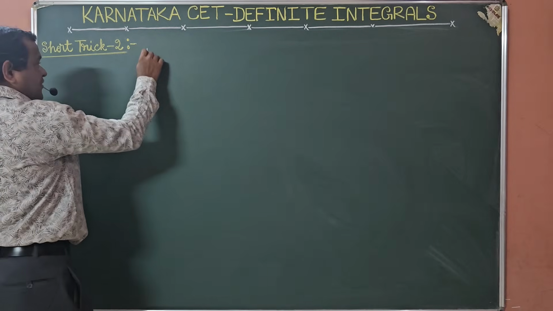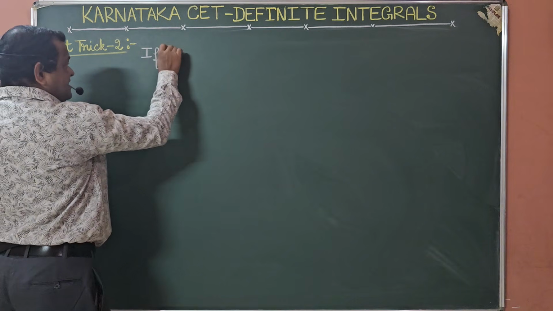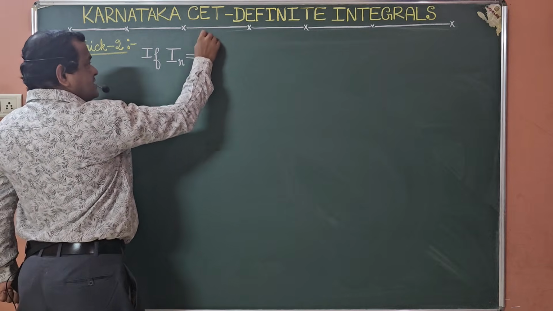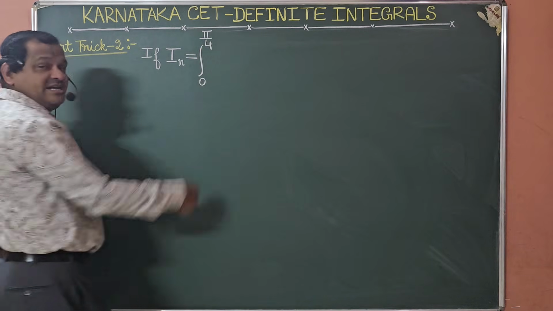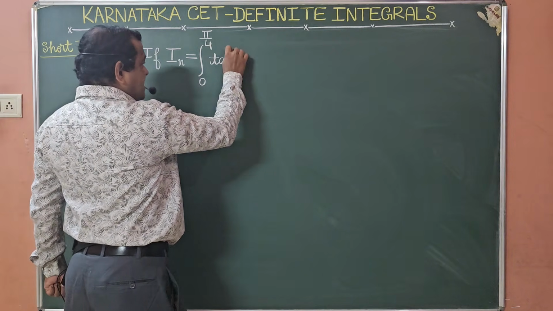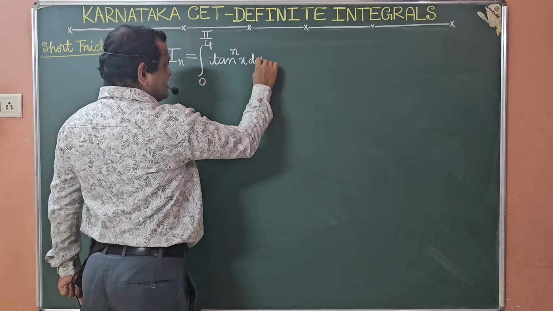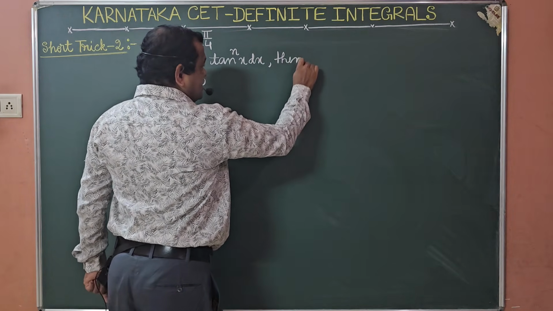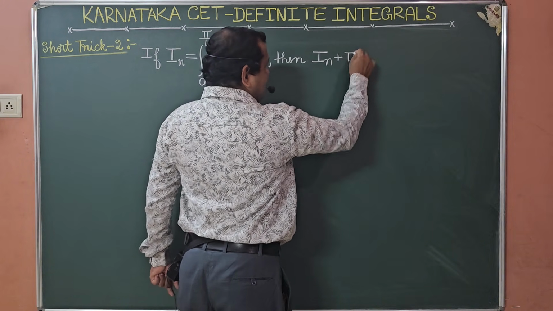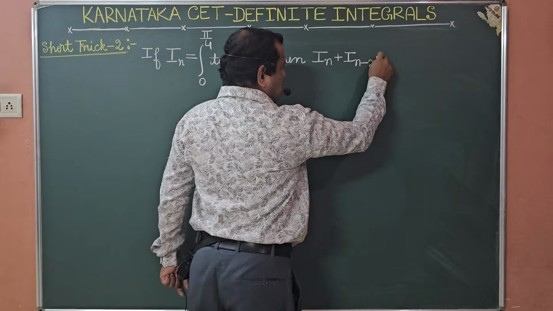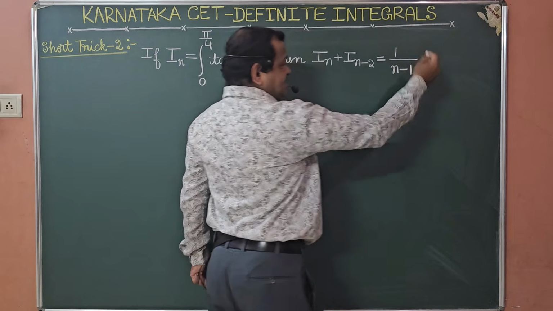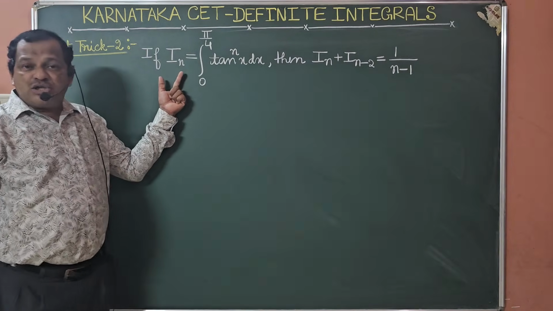Say, if I suffix n is an integral given as integration from 0 to upper limit pi by 4 of tan power nx dx, then this answer, please commit to memory: I suffix n plus I suffix n minus 2 is always equal to 1 upon n minus 1. So this is the short trick.